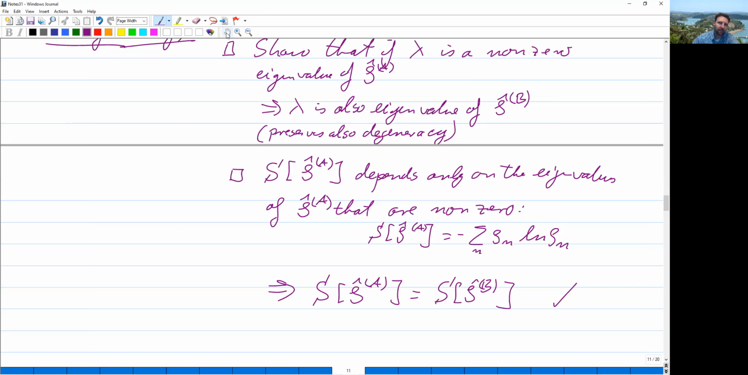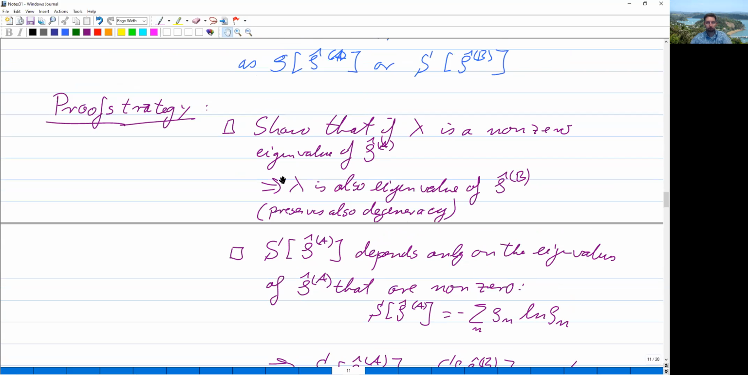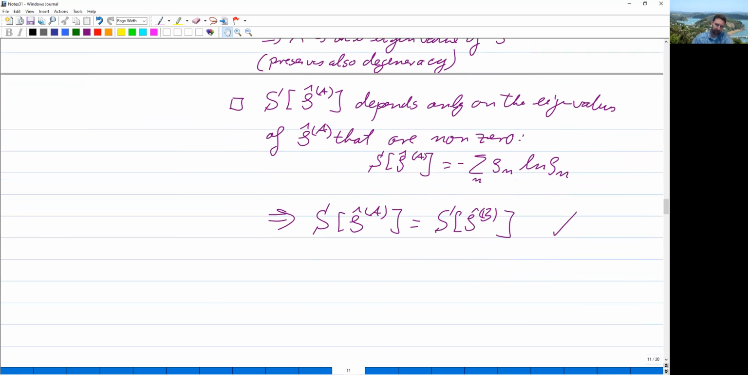And what is a little bit tedious is to prove that if lambda is a non-zero eigenvalue of the density matrix of subsystem A, then lambda is also an eigenvalue of subsystem B. But I gave you the proof in the lecture notes.